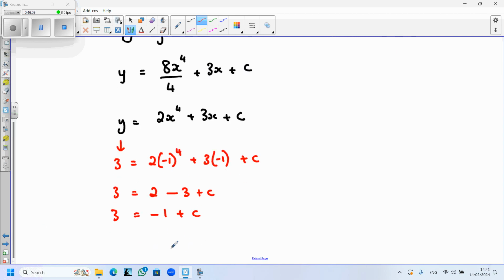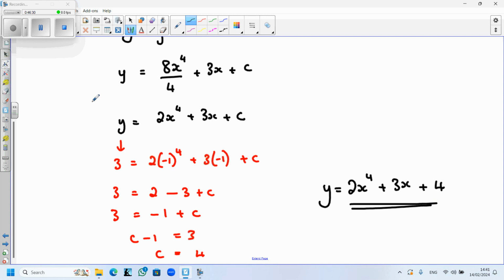You can write it around the other way to solve it. So c take away 1 is equal to 3. So c is equal to 4. So now you go back and you fill that in properly. So y is equal to 2x to the power of 4 plus 3x, and we've got plus 4 at the end. Final answer, double underline.